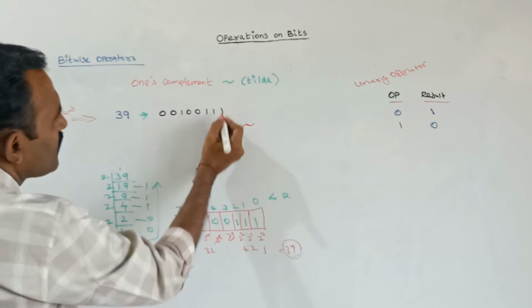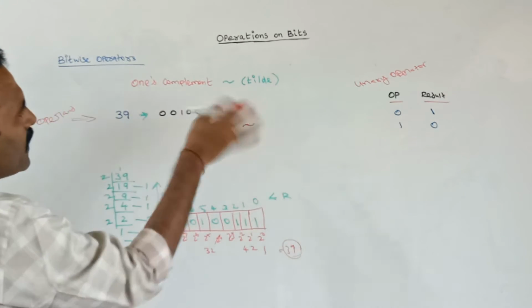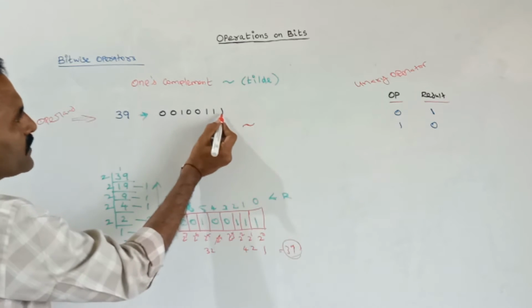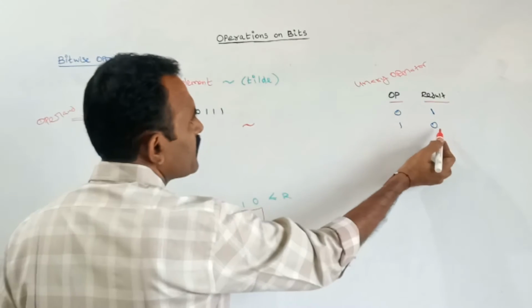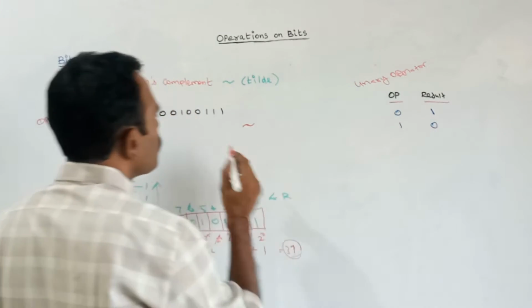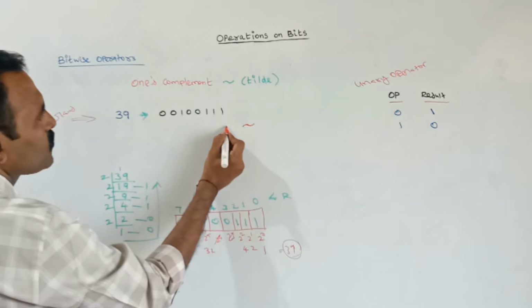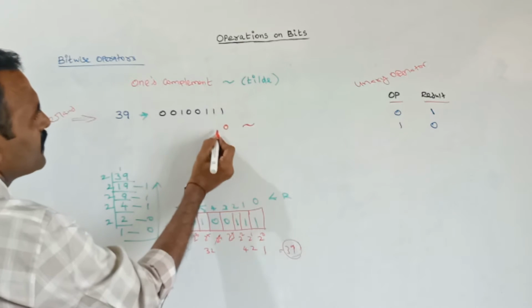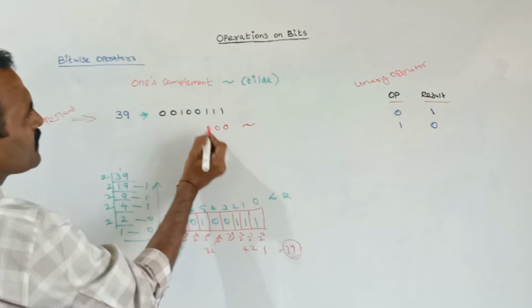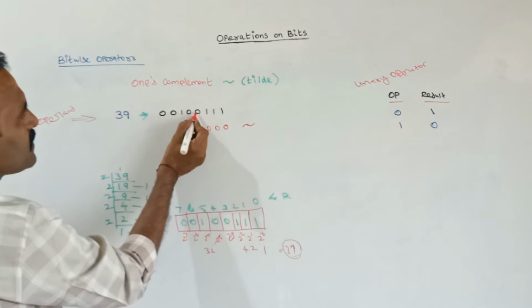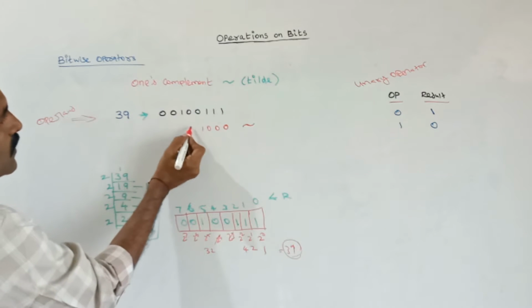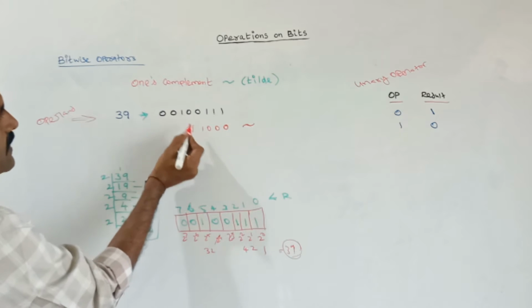Just put the opposite of whatever the values are. Here the operand value is 1. If it is 1, then the ones complement result is 0. So here this is 1, so we put it as 0. In a similar way, if it is 0, then it will be inverted into 1. Here it is 0, so it is inverted into 1.